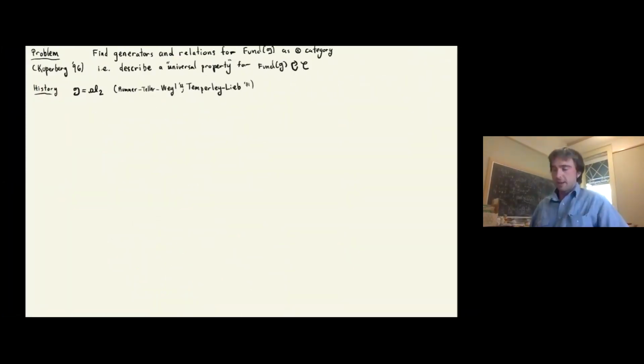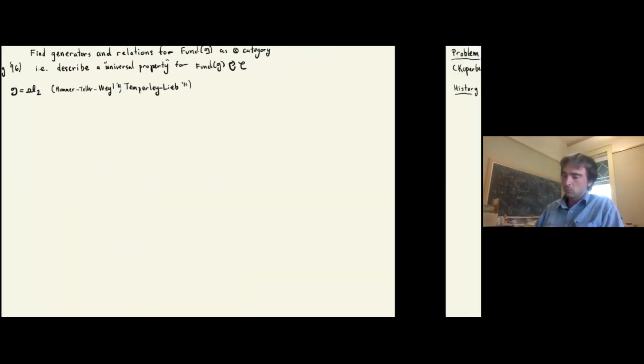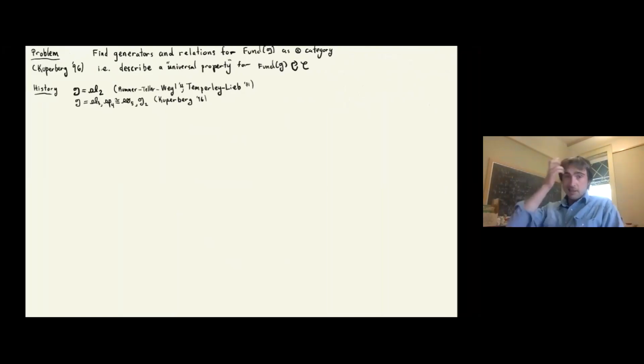So the history of when we actually understood how to describe this universal property goes back to the 30s, in the work of Rumer, Teller, Weyl, and then also independently, basically, in the 70s by Temperley and Lieb, in the case just of SL2. And that's the thing that I just described on the previous slide. And Kuperberg's paper, where he actually posed this problem, talks about the case of all of the rank 2 Lie algebras, SL3, Sp4 or SO5, and G2.